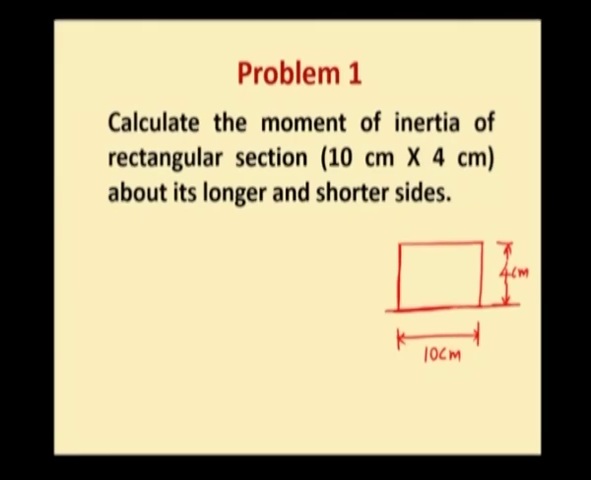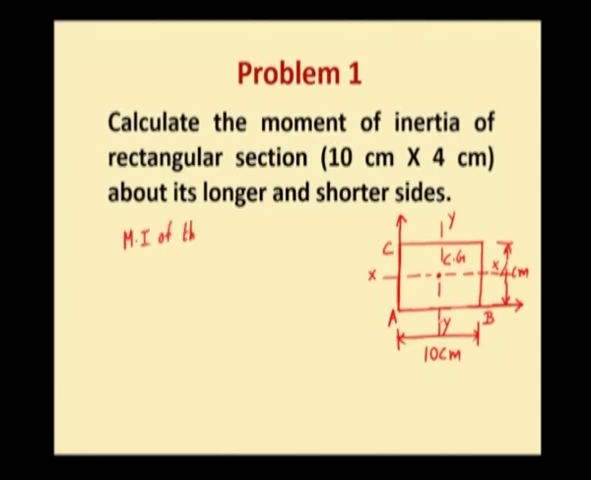I am extending the longer side. The longer side is named as AB and the shorter side is named as AC. We are asked to calculate the moment of inertia of this rectangular section about AB as well as about AC. Now, this dot is the CG of this rectangular section. This line represents the horizontal centroidal axis of the rectangular section, which is the x axis, and the vertical line passing through the CG will be the centroidal y axis of this rectangular section.